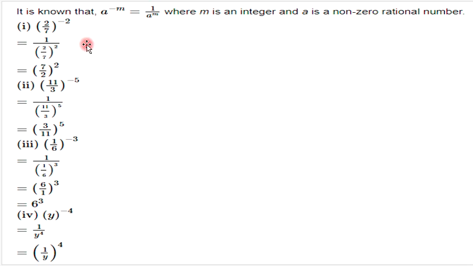When solving these sums, you have to be very careful whenever you have a fraction especially. So here when I write 2 upon 7 raised to minus 2, using the law of indices, it will be written as 1 upon 2 upon 7 raised to 2. However, when writing the final step, the fraction will reverse its numerator and denominator, and it will be written as 7 upon 2 raised to 2.